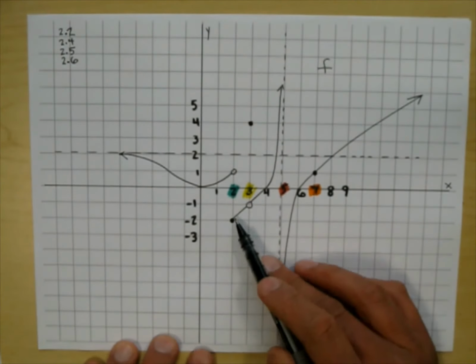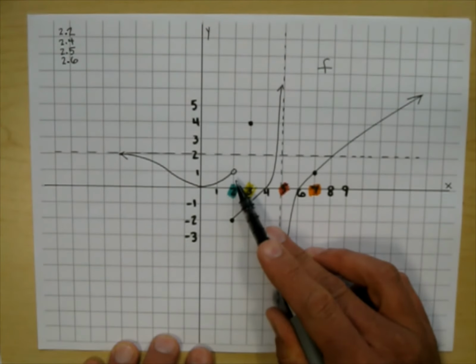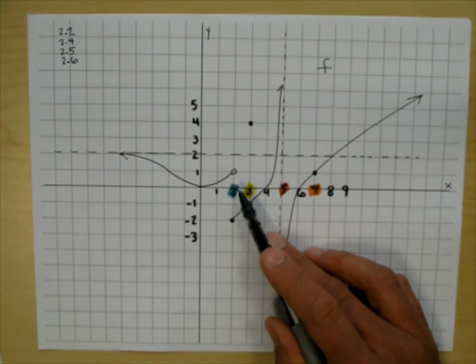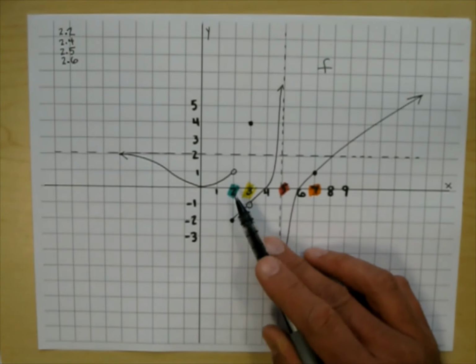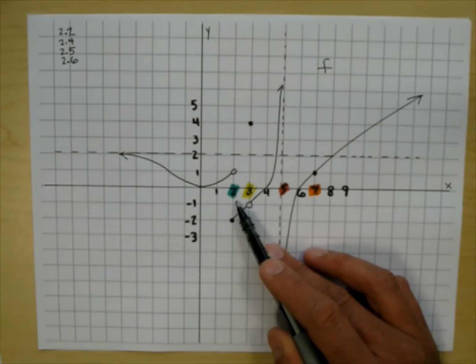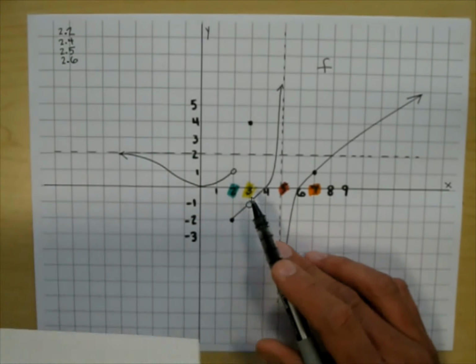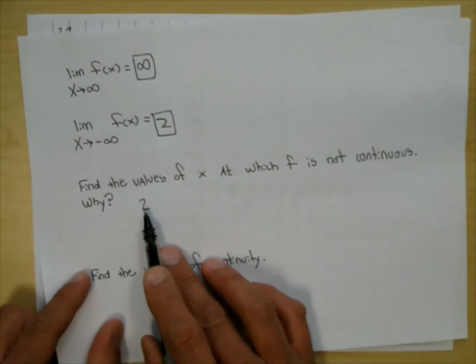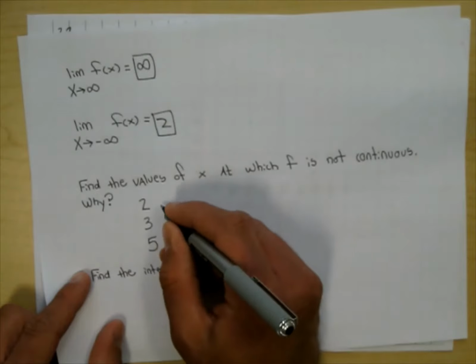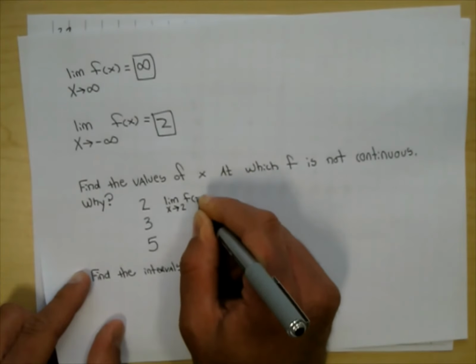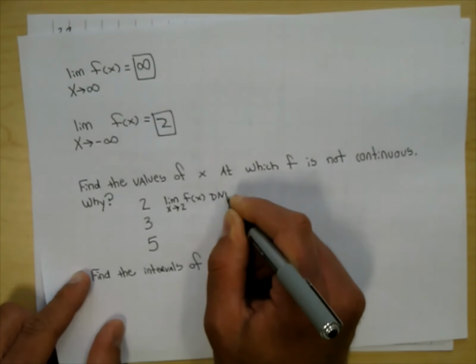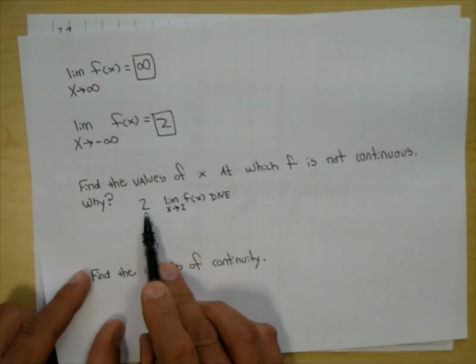Now, why is the graph discontinuous at 2? Does f of 2 exist? And the answer is yes. Does the limit exist at 2? Now we can look back at the other sheet. You can see that we said the limit of f as x approaches 2 was DNE. The bugs are not going to meet. So the reason why the graph is discontinuous at 2 is because the limit as x approaches 2 of our function does not exist. Okay, so here's the value of x, here's the reason why.